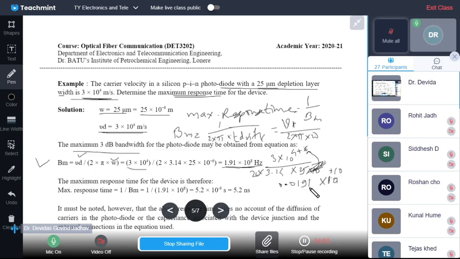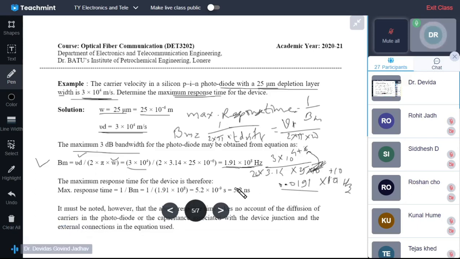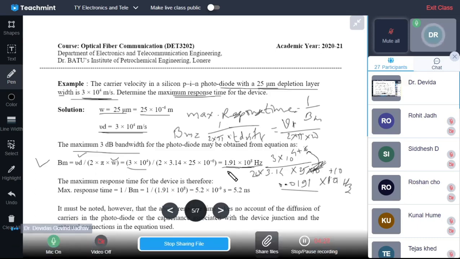If you write 0.0191 into 10 raised to 10 hertz, that is also a correct answer, because we have to substitute in hertz. So we do not replace it with gigahertz or megahertz. We will keep it as it is, 1.91 into 10 raised to 8 hertz, or 0.0191 into 10 raised to plus 10 hertz, and we will substitute it.